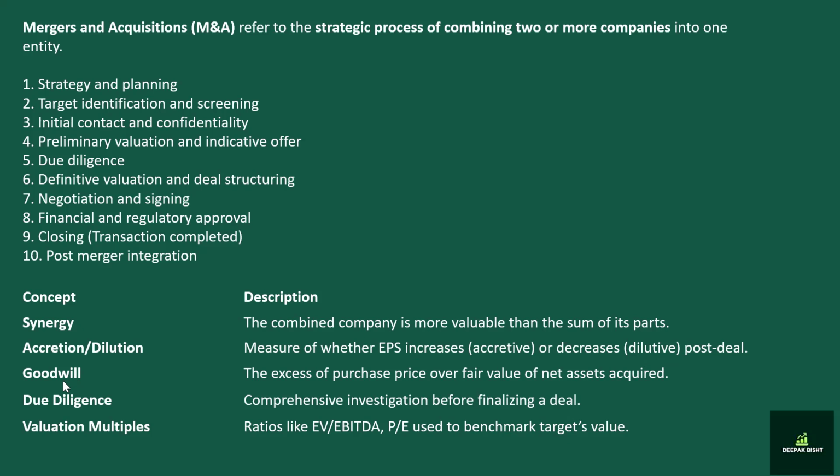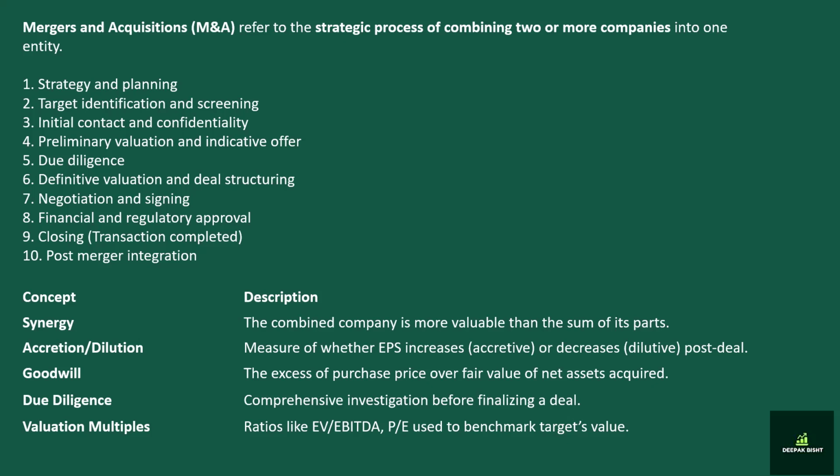Goodwill. The third term is goodwill, the excess of purchase price over fair value of net assets acquired. This is what goodwill represents. Due diligence, we have discussed it here: a comprehensive investigation before finalizing a deal. And the valuation multiples that we are going to use are ratios like EV/EBITDA and price to earnings, used to benchmark the target's value.